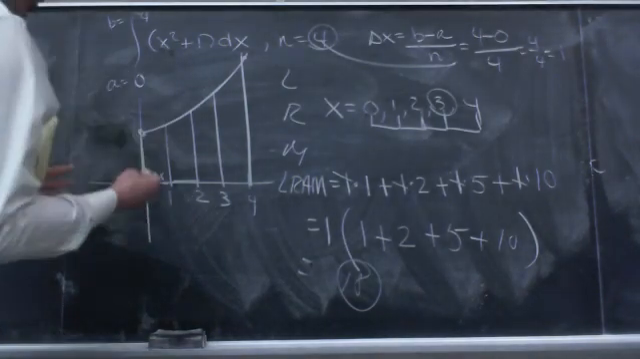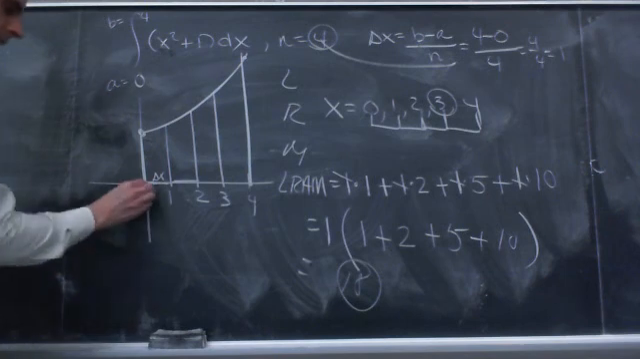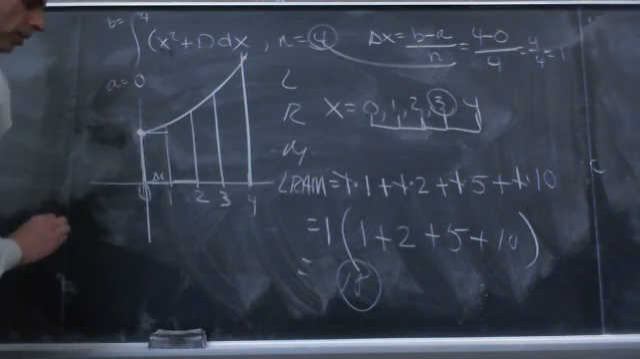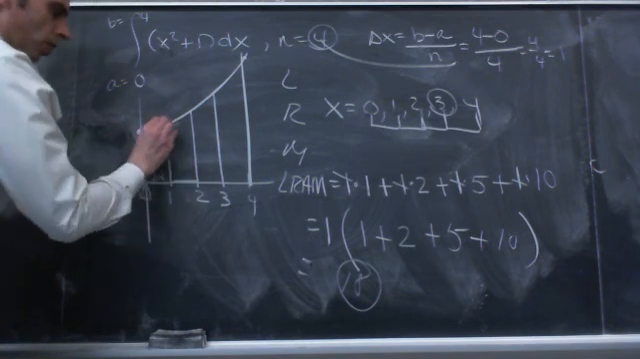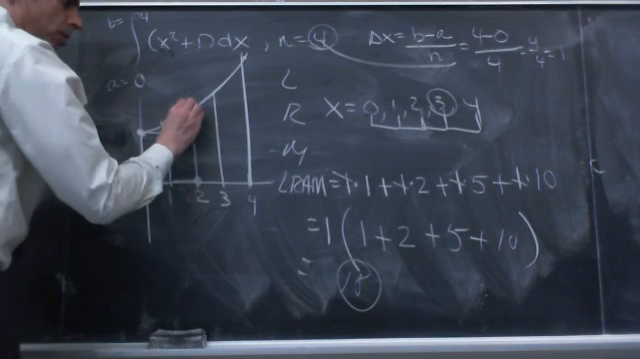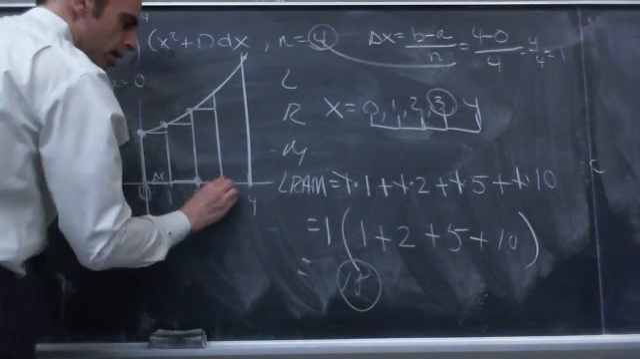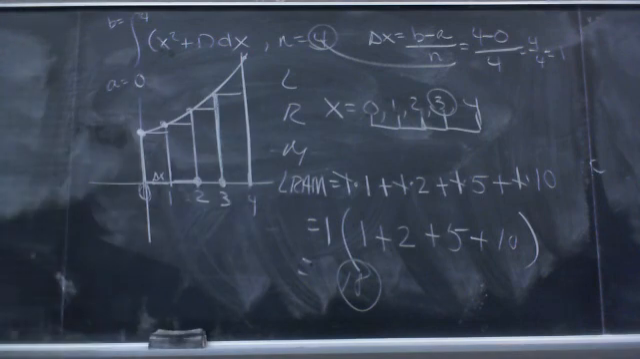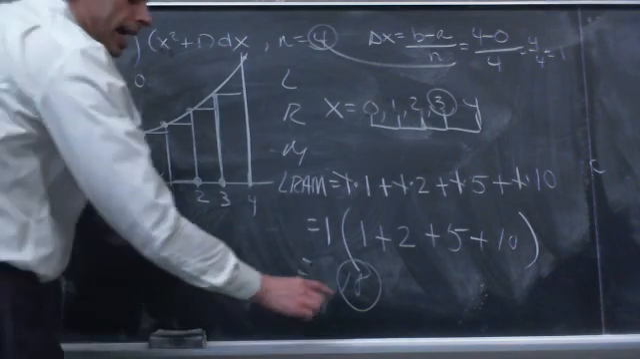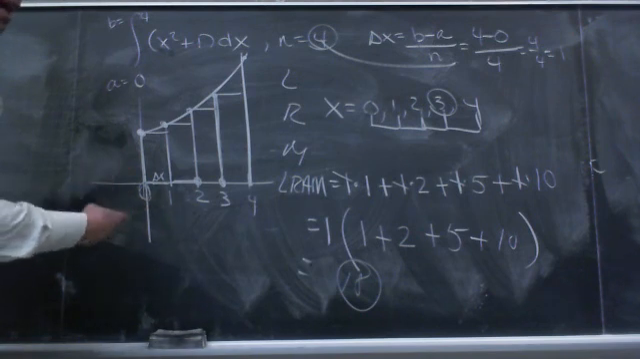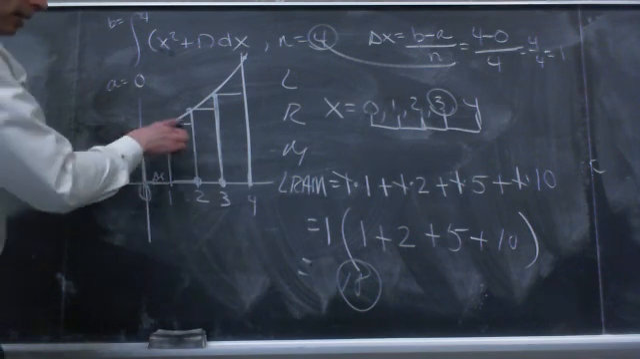Now, where are the rectangles in this? Well, when x is 0, I follow it to the curve and I make a rectangle. When x is 1, follow it to the curve, make a rectangle. When x is 2, follow it to the curve and make a rectangle. And when x is 3, follow it to the curve and make a rectangle. So one would definitely say that 18 would be an underestimate of the actual answer because we're missing this area here.